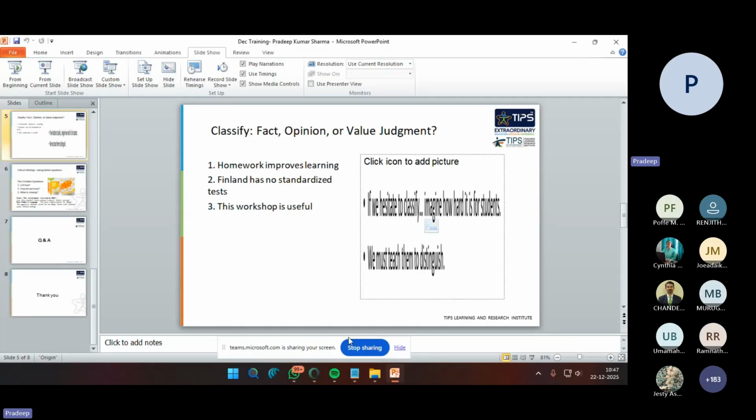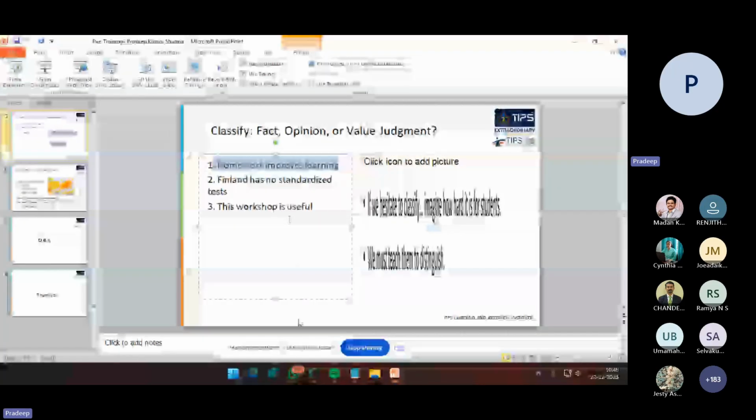Exactly. So I have just given 3 examples here. One is homework improves learning. Second is Finland has no standardized test. And the third one is this workshop is useful. So you need to tell me whether each is a fact, opinion, or a value judgment. These 3 statements can be categorized into fact, opinion, or value judgment. So I would request everyone to put in chat their own views on sentence 1, 2, and 3.